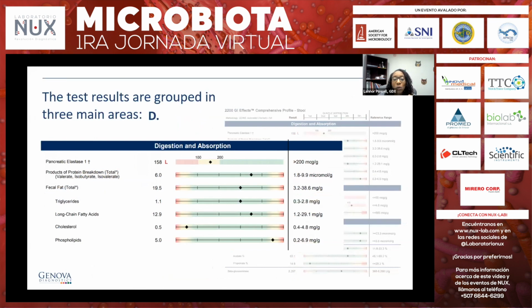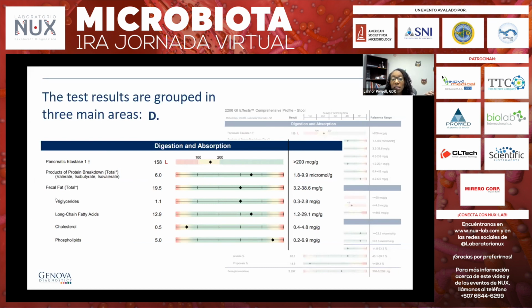So for the D, we have digestion and absorption. So here we're looking at your body's ability to break down your macronutrients, or your body's ability to produce the pancreatic enzymes from the exocrine function to address fats, proteins, and carbohydrates. The next one, products of protein breakdown. How well are you breaking your protein down? Well, if we have a lot of product of protein breakdown in the stool, then that would indicate that you're not doing a good job. And maybe it's because you don't have enough stomach acid, for example.